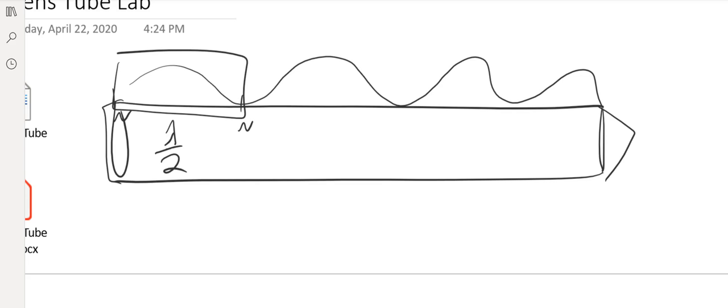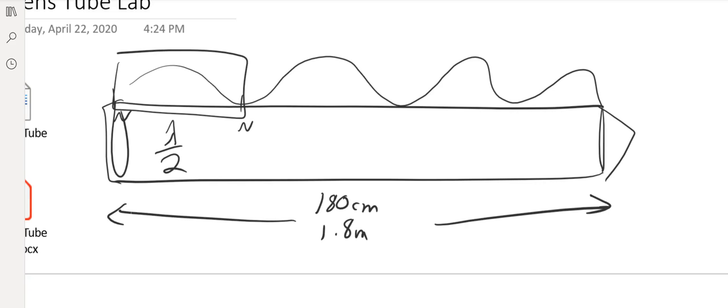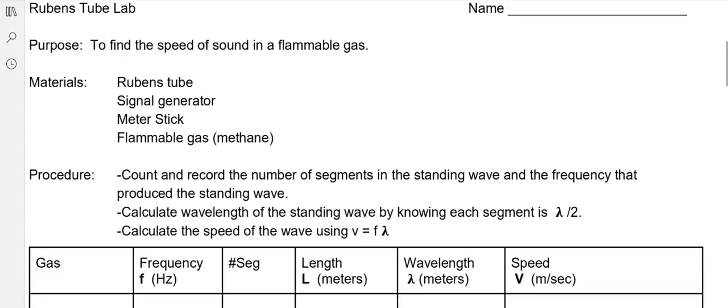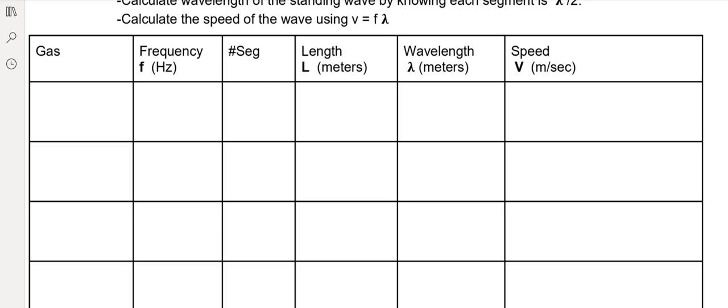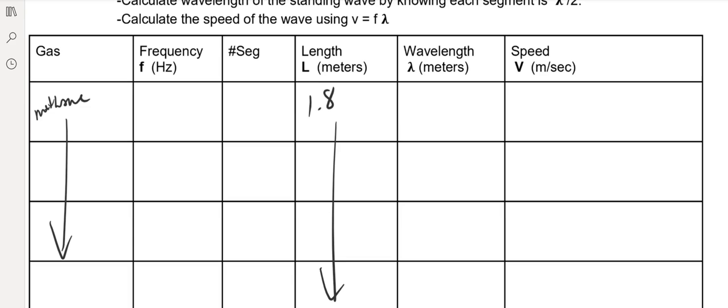The pipe that you're going to see that I made was 180 centimeters, or 1.8 meters, is the length you're going to use for that. And we're going to be using methane. You have to use a flammable gas in this. So when you come to the lab, you just fill out this chart. You should go really quick, watch the videos. The gas is methane. You could use other gases, but I used methane. And the length is 1.8 meters. That's going to be the same for all of those.